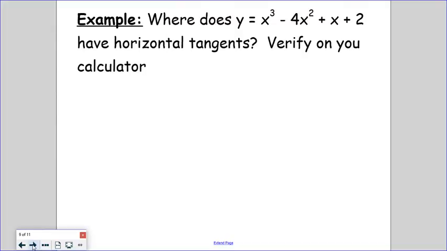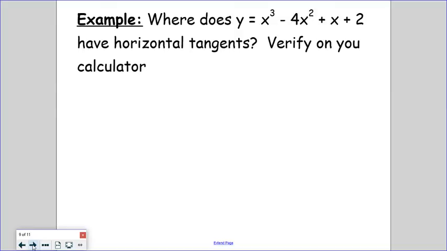So let's try one example where they ask us to identify the horizontal tangents to our graph. Where does y equals x cubed minus 4x squared plus x plus 2 have horizontal tangents? And then it says verify on your calculator. Now there's a lot of ways to do the verifying part, and there's a couple ways to find our answer within this, but let's follow our steps.